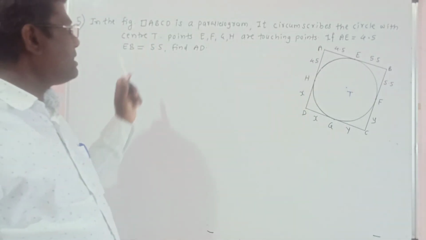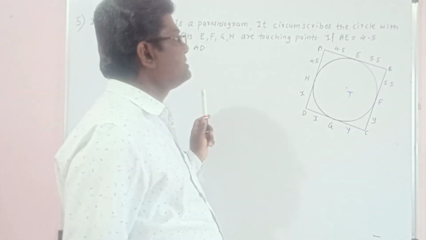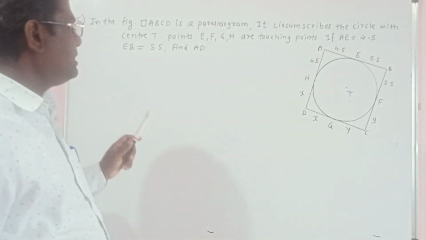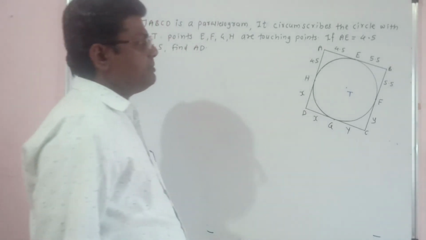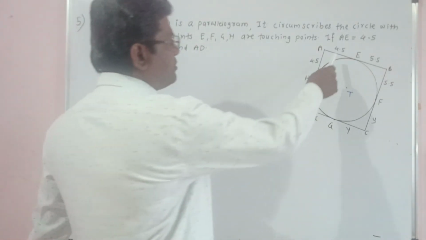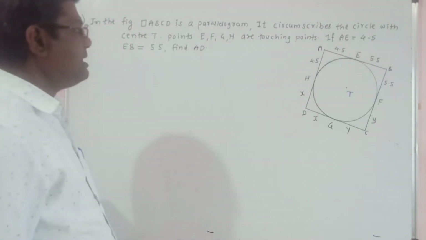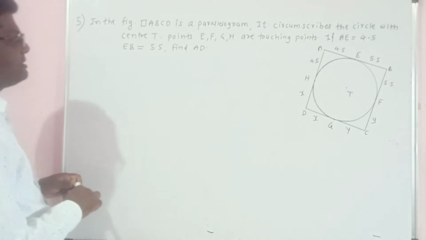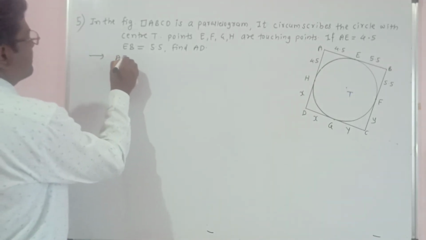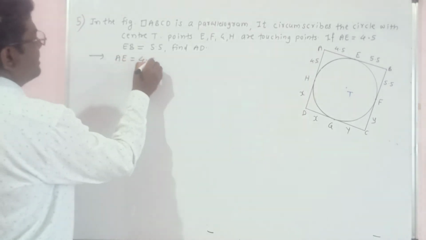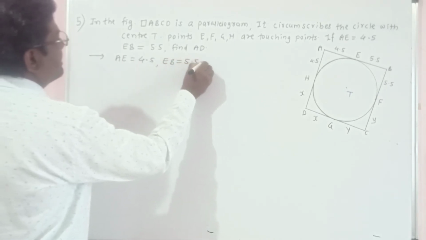Example number 5. In the figure, quadrilateral ABCD is a parallelogram. It circumscribes the circle with center T. Points E, F, G, H are touching points. If AE is equal to 4.5 and EB is equal to 5.5, find AD. Now let's solve this example. Here we have given AE is equal to 4.5, EB is equal to 5.5. It is given.